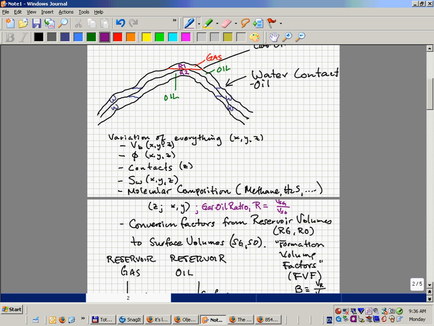So, anyway, that's often used instead of composition, and sometimes it's referred to as RS, which means they call it the solution gas oil ratio, because it's kind of like the original solution GOR.